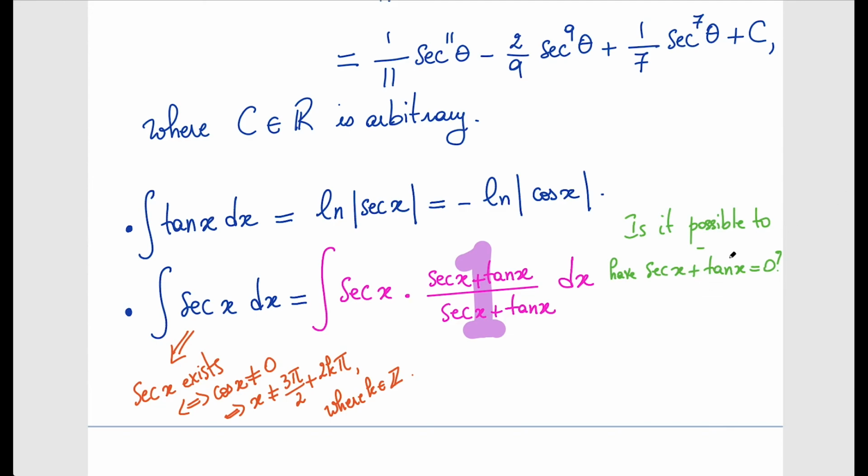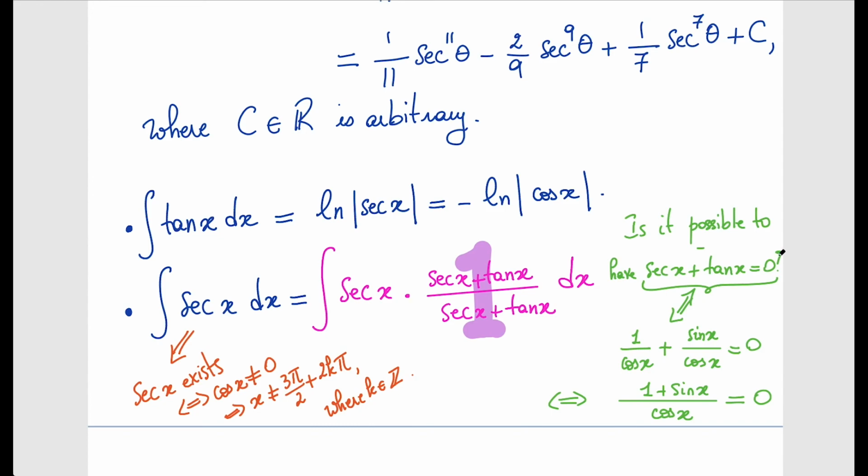Now, back to this green question. What happens if secant x plus tan x is 0? What does this mean? Well, this question is equivalent to saying 1 over cosine, which is secant, plus tangent, which is sine over cosine, is equal to 0, which is the same as saying that we have the same denominator here, cosine x. So 1 plus sine x divided by cosine x is equal to 0. So asking this question is the same as asking this question.